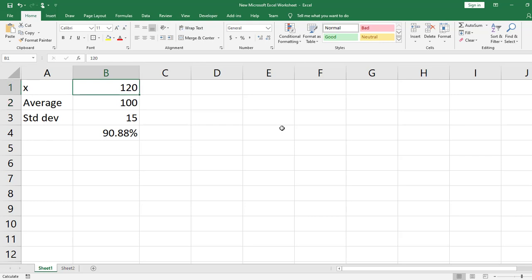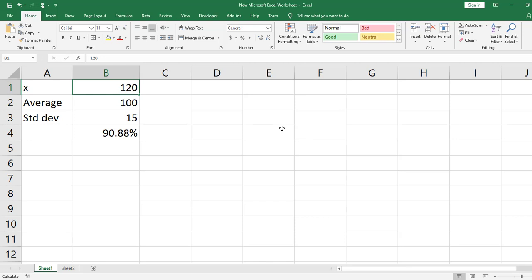Someone who has an IQ of 120 or more, we'll consider that smart. Now you see, it actually comes out to be about 90, almost 91%. And you might think, that's impossible. How can more than 90% of the population be considered smart if we're establishing some value that's greater than average?